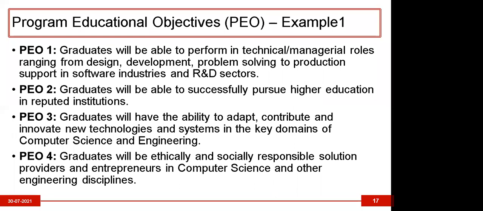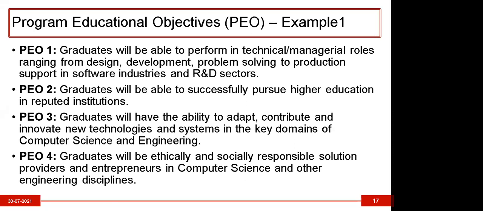So here is an example which I obtained for the computer science engineering department of one premier institution. They have 4 PEOs, PEO 1, 2, 3, and 4 for the particular BTech computer science and engineering. What they say is the graduates will be able to perform technical and managerial roles ranging from design, development, problem solving to production support in software industries and R&D sectors. And the graduates will be able to successfully pursue higher education in reputed institutions. So not only doing their work, they are capable of pursuing higher education in reputed institutions.